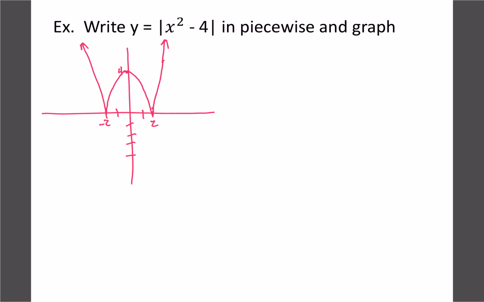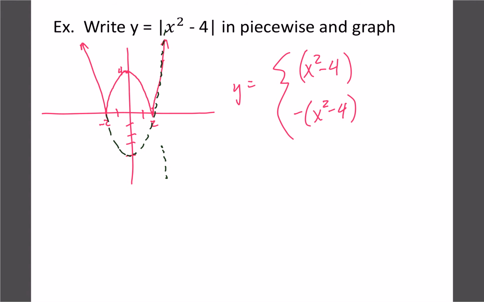So that would be our absolute value graph. In piecewise, we're going to write it as x squared minus 4 as the positive version, and then negative x squared minus 4. So now we just got to be careful of our greater than, less than part. So x squared minus 4 will actually be a graph that looks like our normal quadratic. So that would be sort of like that.